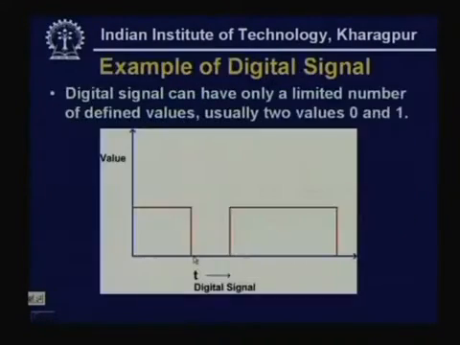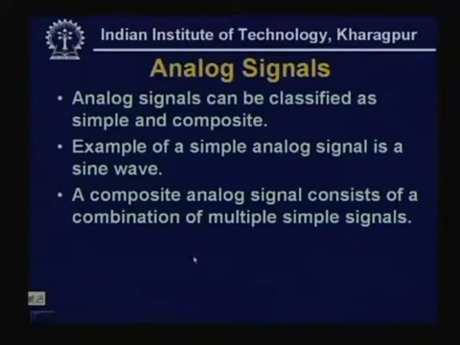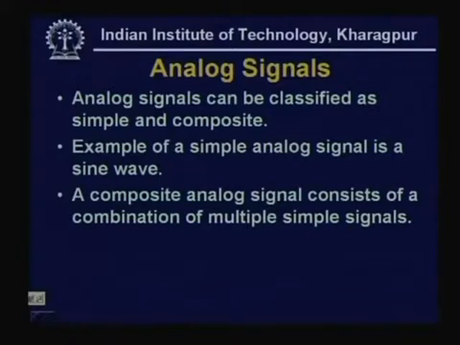Now we can focus more on the analog signal. An analog signal can be classified into two types. The first one is simple, the second one is composite. An example of a simple analog signal is the sine wave. A sine wave can be considered a simple analog signal, and as we shall see very soon, a composite analog signal is essentially a mixture of multiple simple signals.